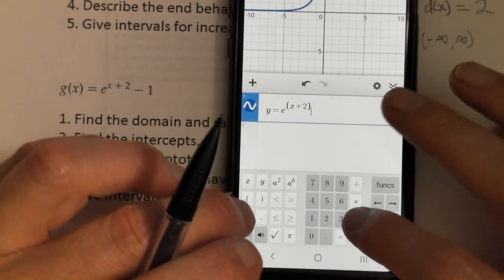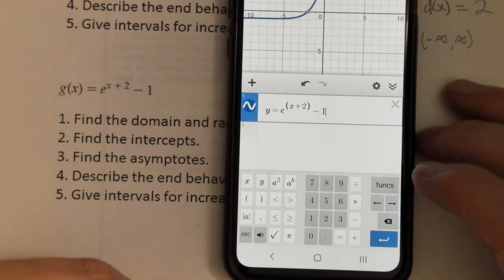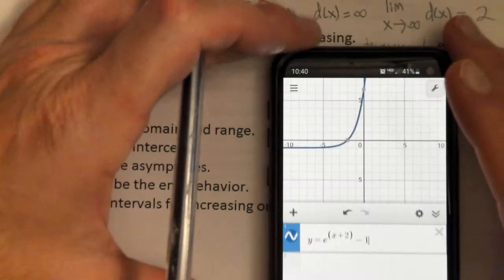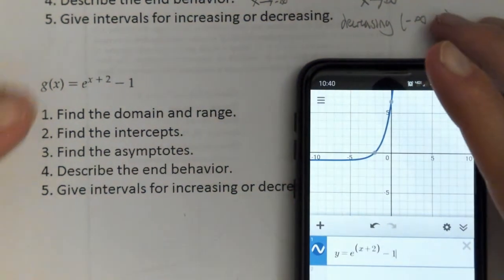So be careful with that. -1. And so now we have it inputted correctly, and so this would be the correct graph that we're looking at now. Now we can fill out our questions about the characteristics. Let's go with domain and range.